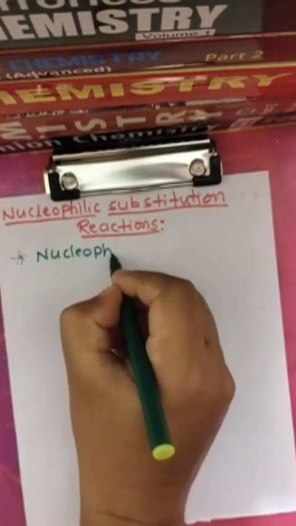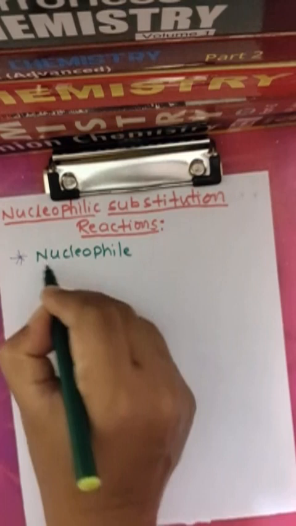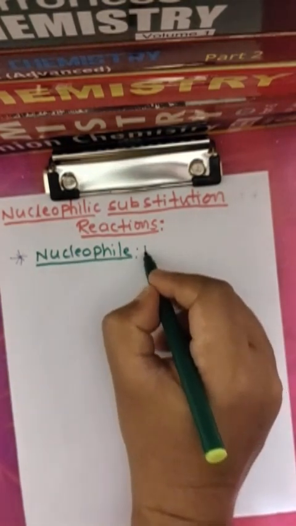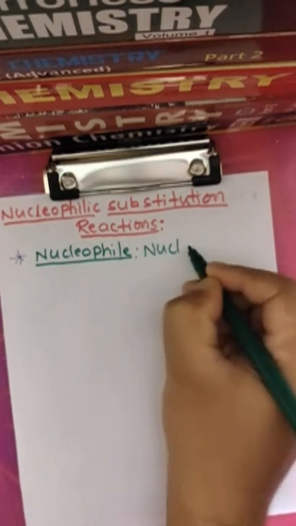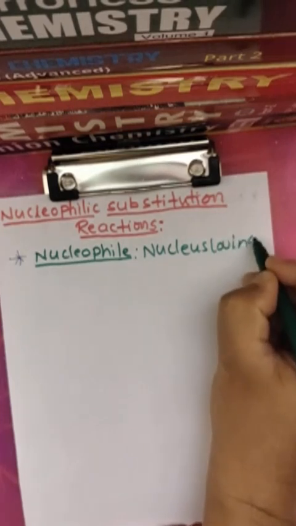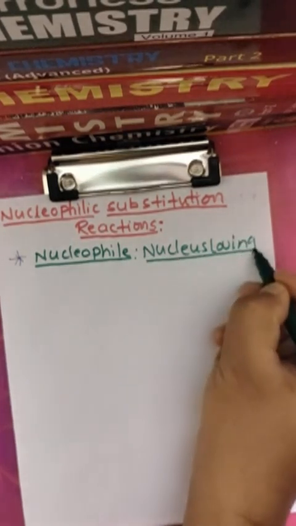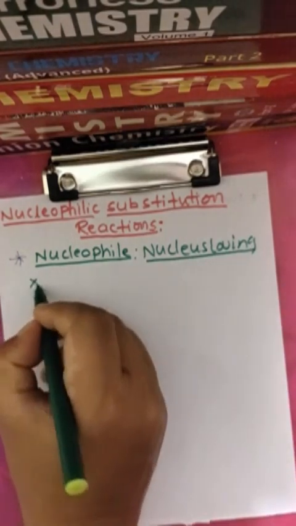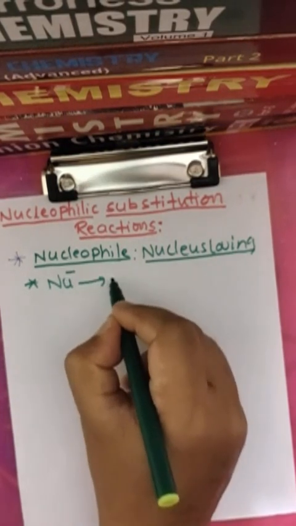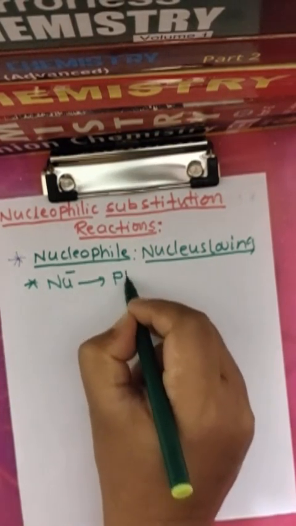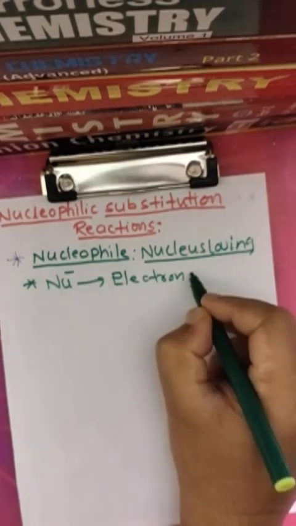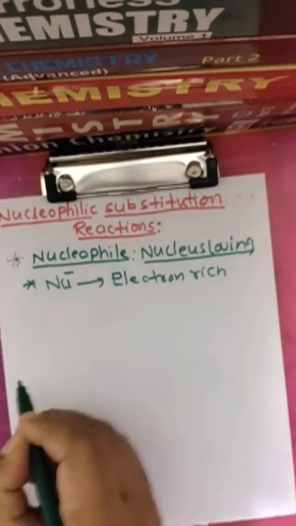Nucleophile. First we have to learn about nucleophile. What is meant by nucleophile? Nucleophile is nothing but nucleus loving. It is depicted with Nu minus, which means it is electron rich. A nucleophile is always electron rich.